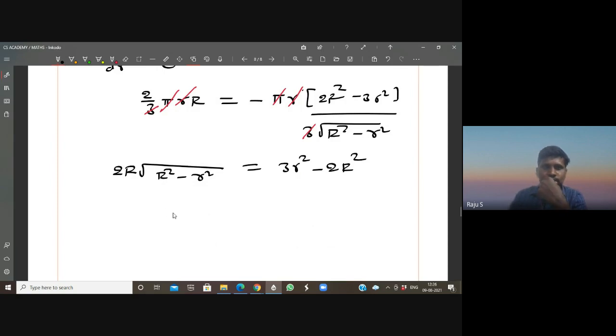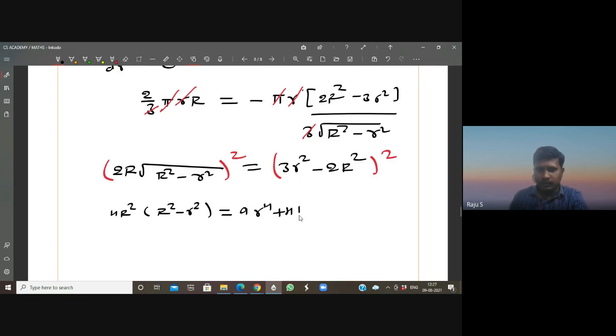Clear? So here a square root will be there. Square root means we can square on both sides. When I square on both sides here, see, I found only the first derivative. We need to find the second derivative also. So 4r square into R square minus small r square is equal to a minus b whole square: 9r to the power of 4 plus 4R to the power of 4 minus 2 into 3, 6, 6 into 2, 12, R square r square.